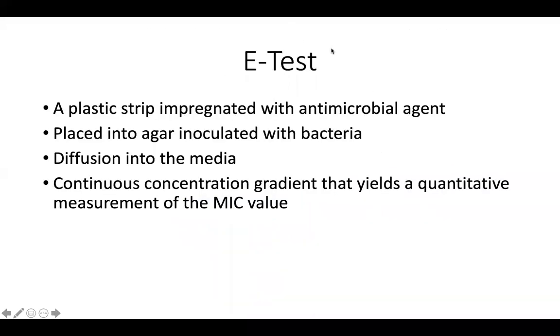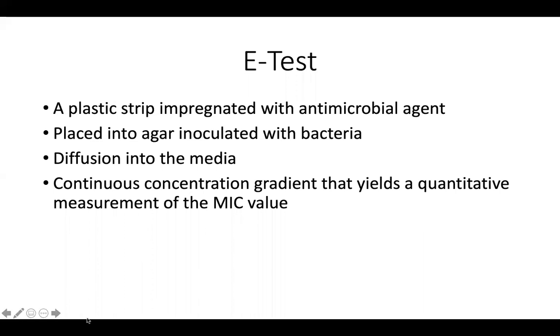Now, the other method is the E-test. The E-test is actually a hybrid of both qualitative and quantitative methods. It uses a plastic strip impregnated with antimicrobial agent. It's placed onto an agar which has already been inoculated with bacteria, and there's diffusion of the antimicrobial agent into the agar.